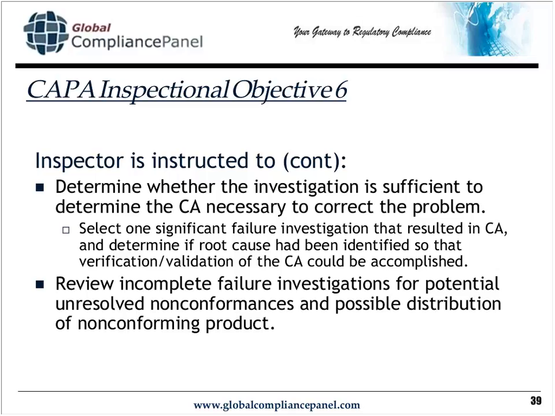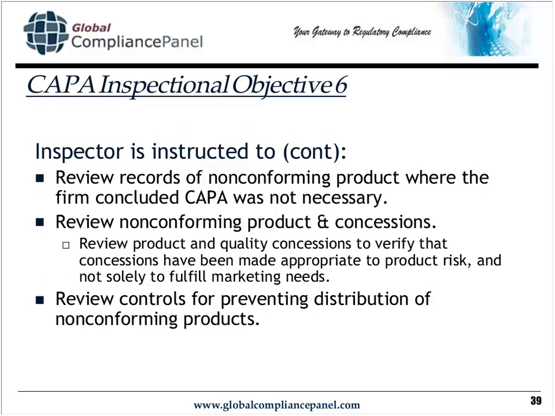And they're going to look at root cause, and then they're going to look at verification or validation of the corrective action. And any failure investigations that they find that they determine to be incomplete, they're going to look at whether there are any unresolved nonconformances, and whether you distributed any nonconforming product because of these unresolved nonconformances and incomplete failure investigations. Any records where you determined CAPA was not necessary, they're going to want to look at those reviews.